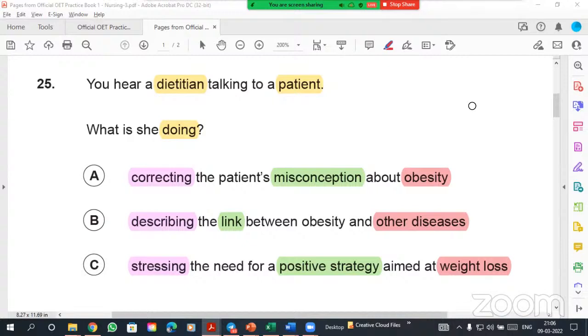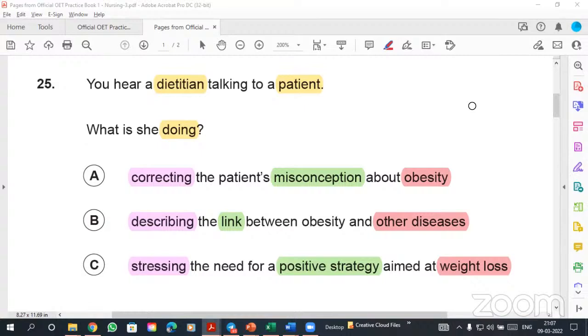So correcting and describing and stressing will not help you. Stressing means giving importance. Describing means general. Correcting means something is wrong, you are correcting. So there also you get an idea, but it is a little difficult. Correcting means something went wrong, you are correcting. Wrong ones are there and you are correcting. Describing means explaining. One person doesn't know and you are explaining.